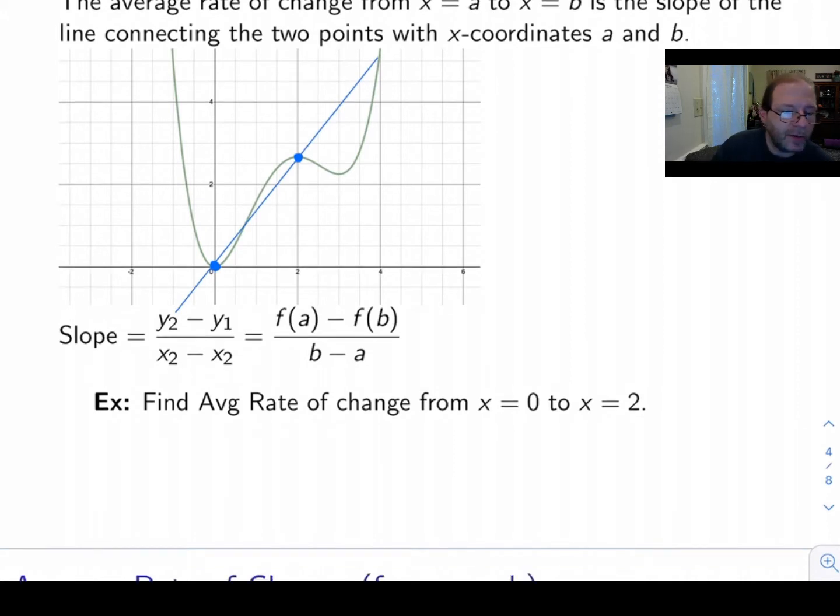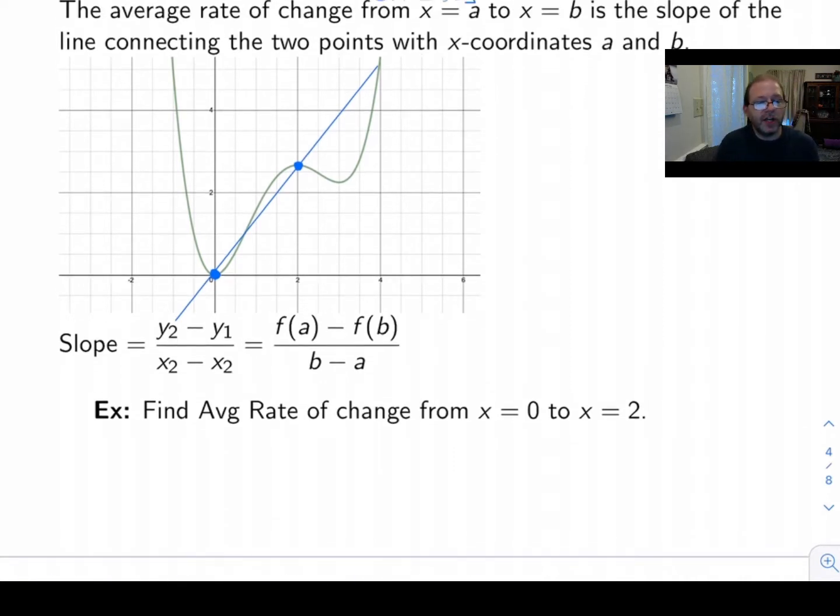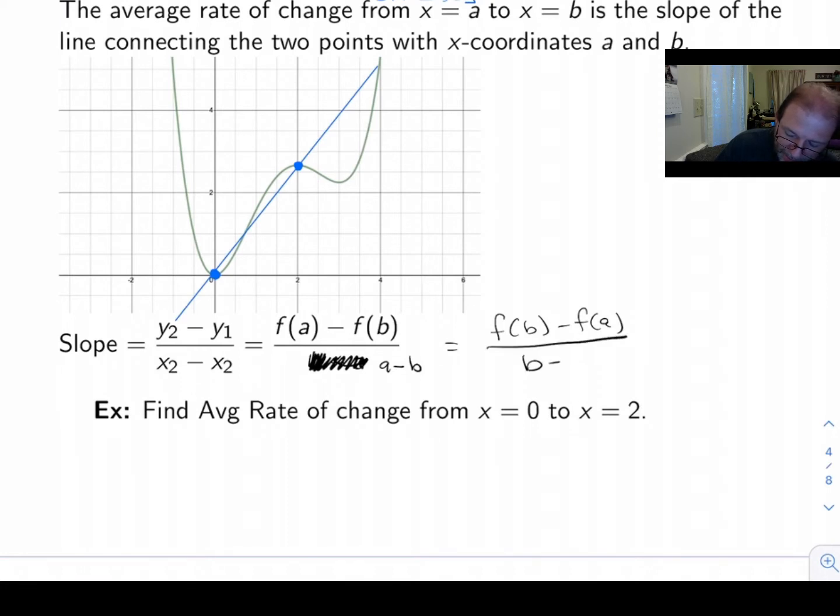All right, so the slope of that line is the change in y over the change in x, or the rise over run. Actually, this is a mistake here. I need to edit this. It's f of b minus f of a over b minus a. Or you could also do f of a minus f of b over a minus b. Either one of those is fine, but you want to make sure that whichever coordinate you have first on top is also first on bottom. So this was a typo here.